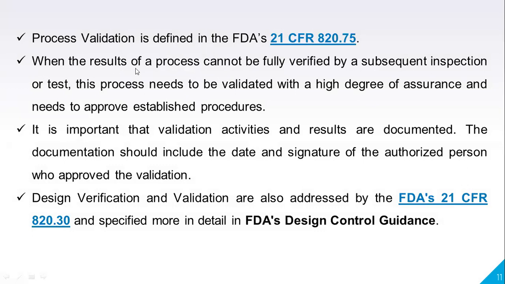Also, when the results of a process cannot be fully verified by a subsequent inspection or test, this process needs to be validated with a high degree of assurance and needs to approve the established procedures. It is important that validation activities and results are documented. The documentation should include the date and the signature of the authorized person who approves the validation.